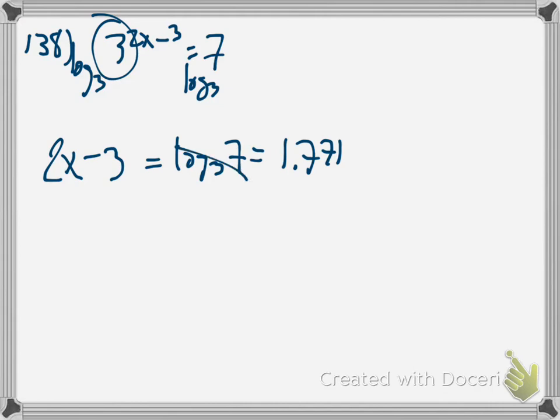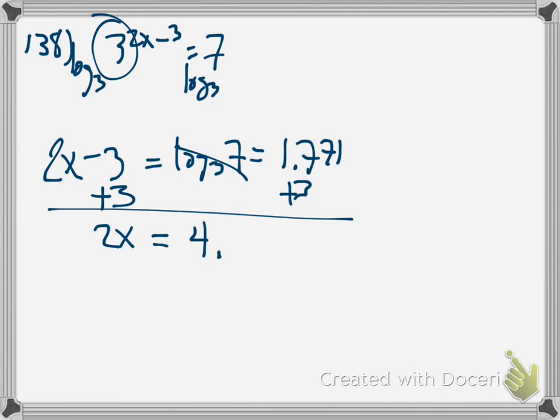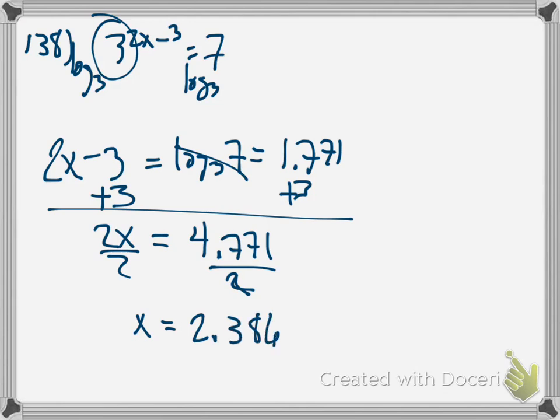So now I'm not worrying about this, and now I'm going to add 3 to that. So I'm just doing what we normally do, and then I'll divide. So I'm going to add 3, get 4.771, and then divide by 2 to get what x should approximately be equal to. And I get 2.386. Okay, so you can kind of see how that works.